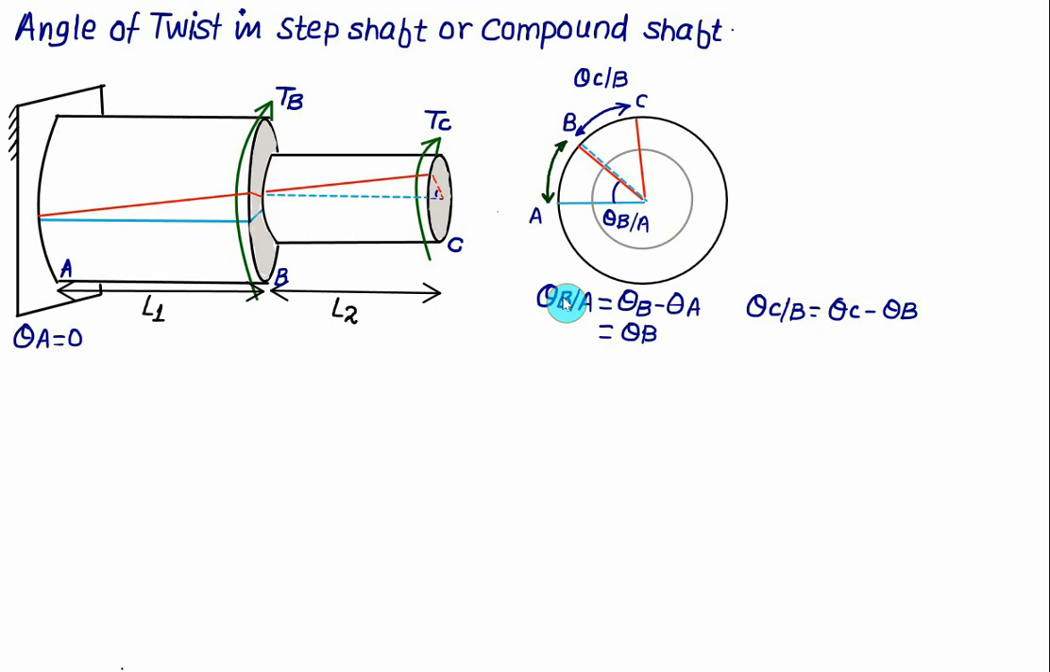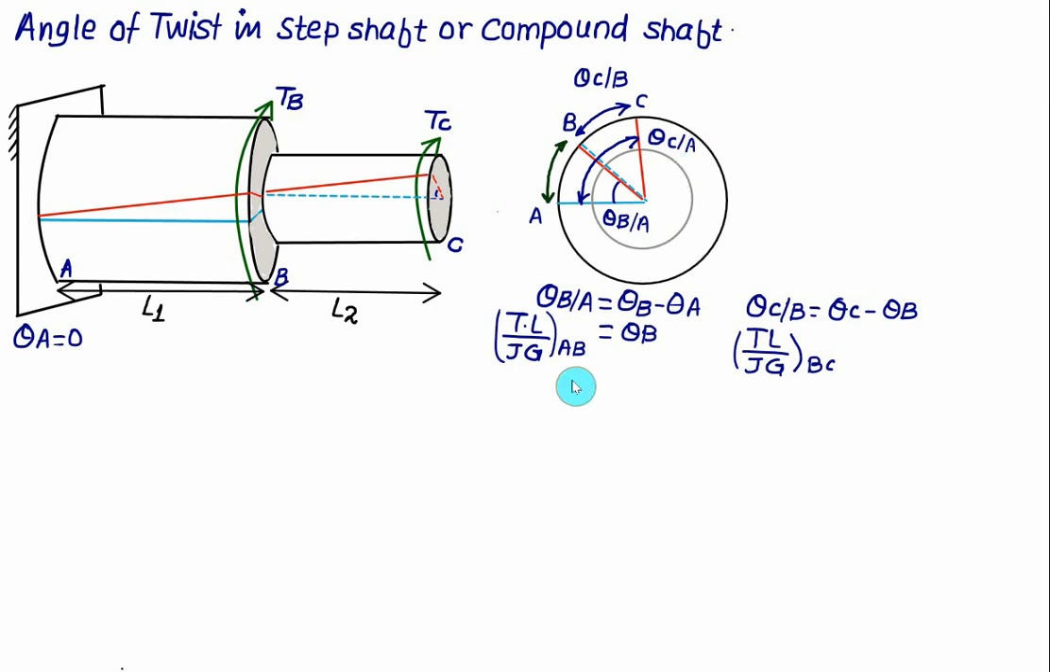Now for theta B with respect to A and theta C with respect to B, you have to find the torque acting on AB. That will be equal to torque multiplied by length divided by J times G. All these data you have to collect for the shaft AB. And theta C with respect to B you again calculate using the same formula, TL divided by JG, on the shaft BC. So clearly, as seen from this figure, theta C is the total deformation of C with respect to A.